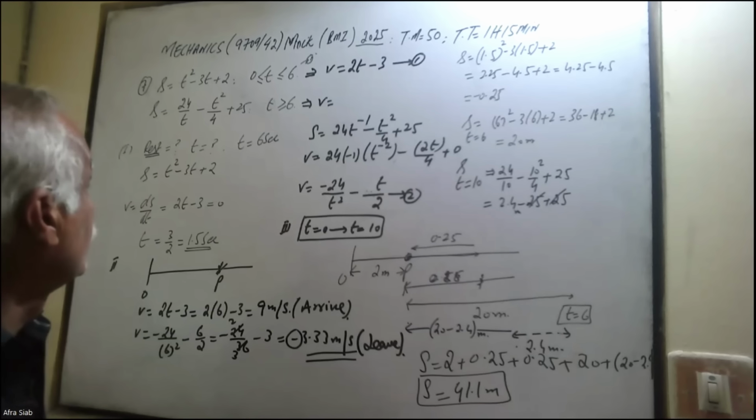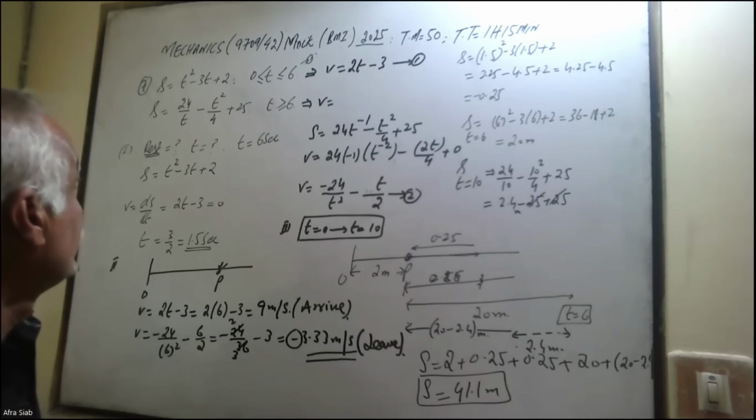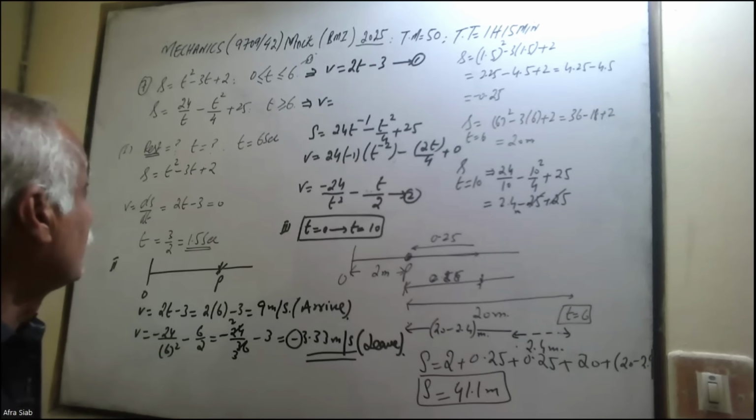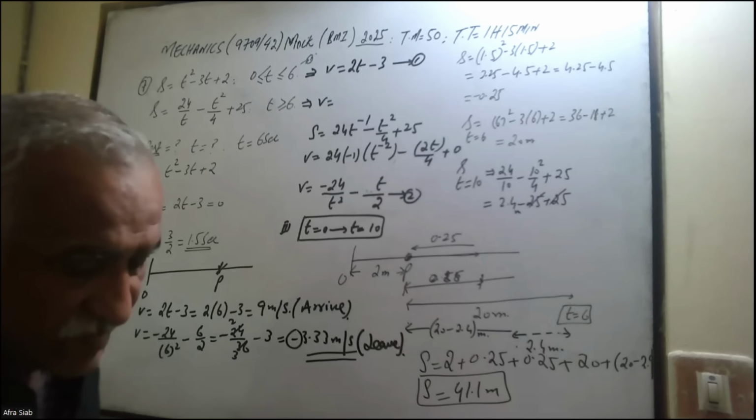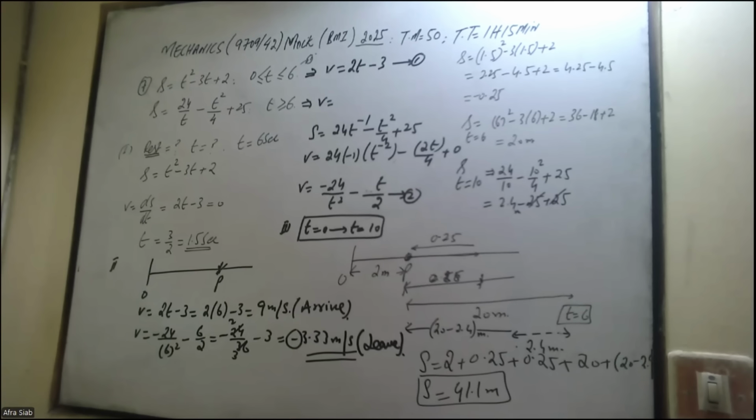Starting from this equation of motion: s is equal to t squared minus 3t plus 2 when t is less than or equal to 6, and s is equal to 24 over t minus t squared over 4 plus 25 when t is greater than or equal to 6. So this was the last question of this exercise of this mock paper. So I hope you will understand each and every part of this.